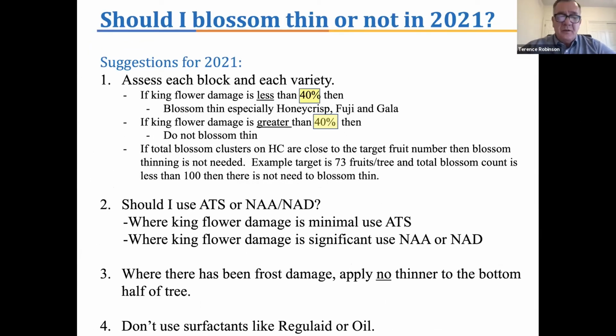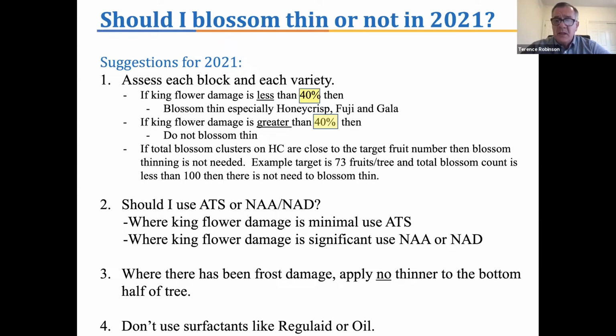Now, the question is coming up repeatedly because of the issues that I mentioned in my first slide. Should I blossom thin or not in 2021? It seems like every year it's one issue or another. It's never like the perfect year. I'm sure there are a few perfect blossom thinning years in 10, maybe 2 or 3 in 10, but there's often one issue or another. Last year, it was substantial king blossom damage.